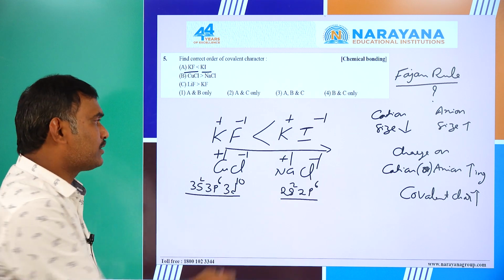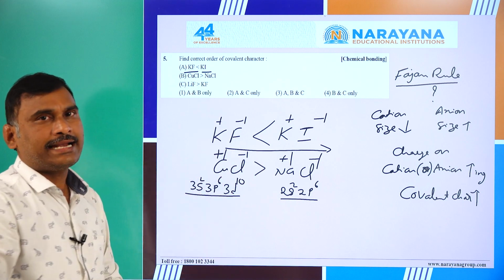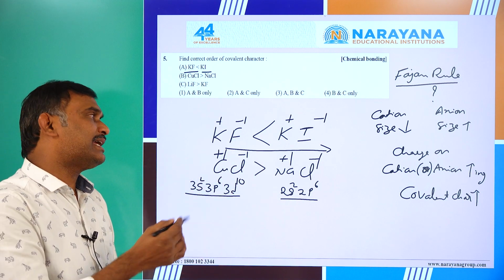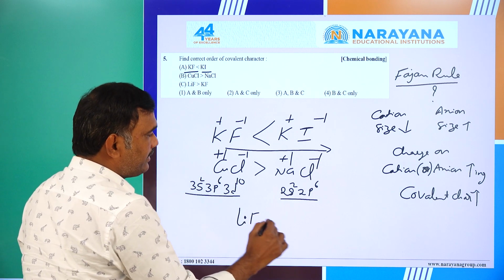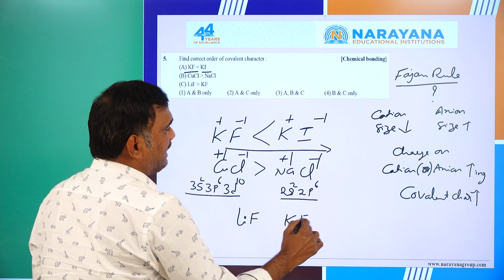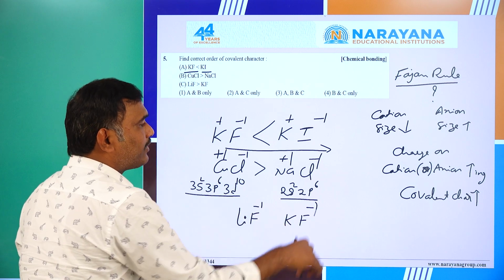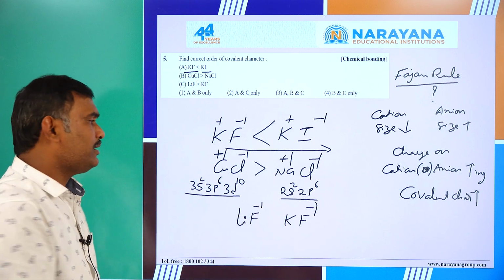It is the Fajans rule. Therefore, the covalent character of CuCl is more than that of NaCl. Now let us go for lithium fluoride, friends. LiF and KF. Here the fluoride ion is common, there is no distinguishable thing here.